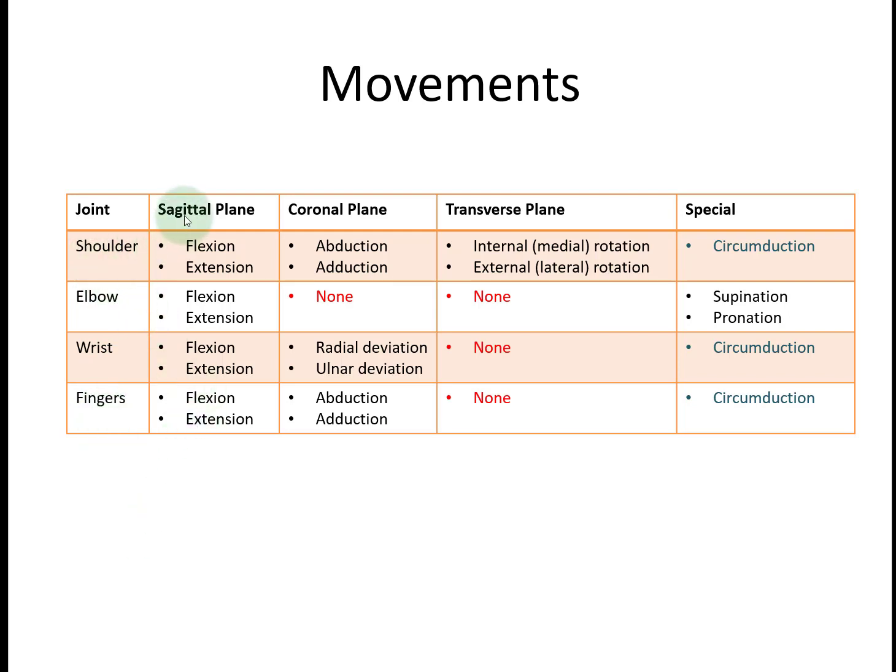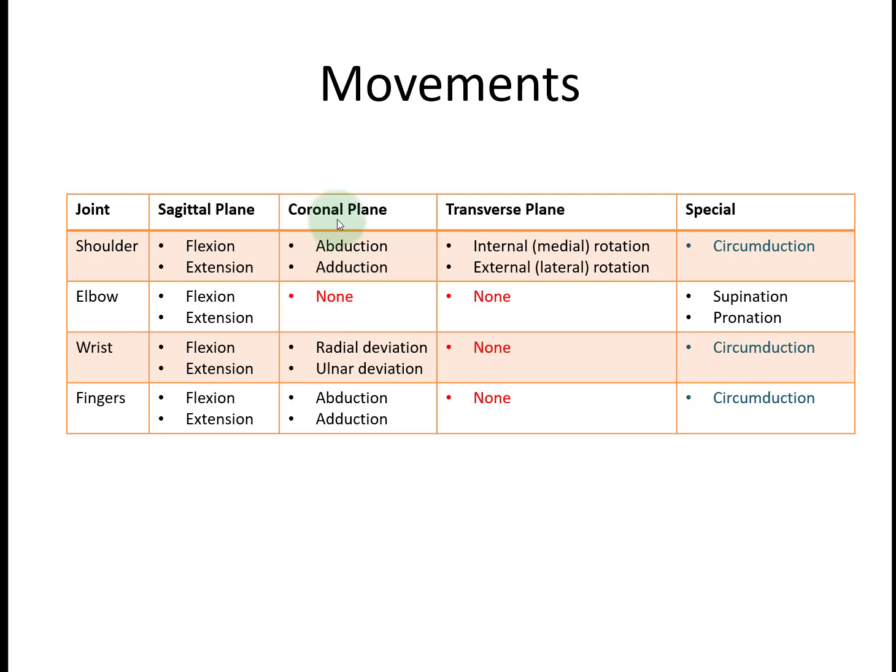The movements of the shoulder within the sagittal plane are flexion and extension. The movements of the elbow within the sagittal plane are flexion extension. Same with the wrist and same with the fingers. So flexion extension are the sagittal plane movements. And again, that YouTube video does a really nice job of describing and showing and illustrating what flexion extension are, what those movements look like.